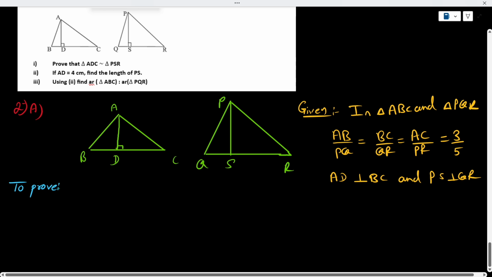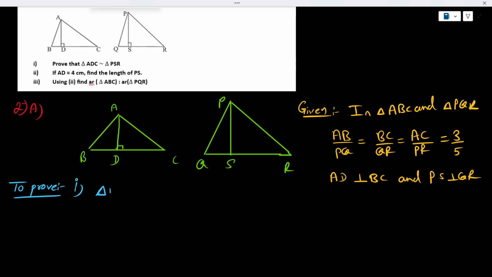Here to prove there are three parts, right? So the first part says here triangle ADC is similar to triangle PSR. Here also this is also 90-degree, right? PSR. Then the second part, if AD is 4, what do I need to find out here?